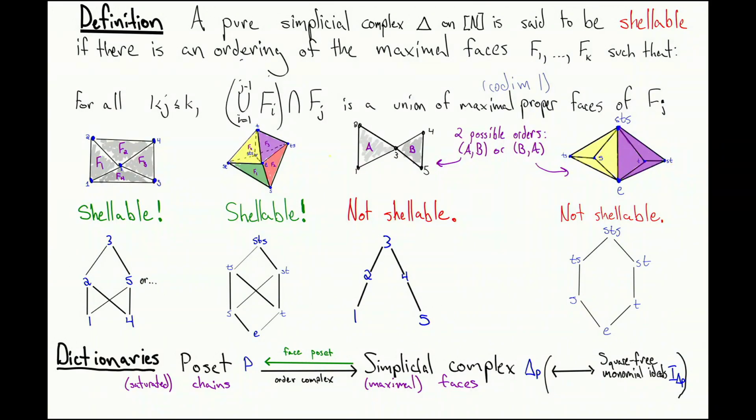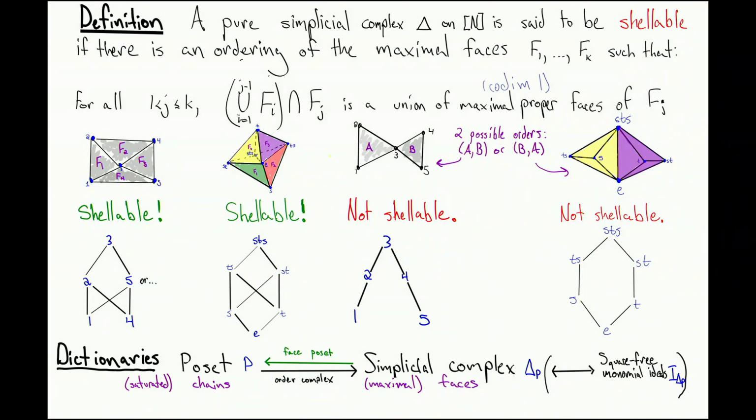Okay, here's what it says. If you have a pure simplicial complex, meaning all the maximal faces have the same dimension, if you can order those faces in a way such that at each step, the new face you're bringing in, the way it intersects with everything before it, is a union of maximal proper faces of the new thing, so codimension 1 faces, then that's what it means to be shellable. So this takes a little bit of getting used to, I think, the first couple times you see it.